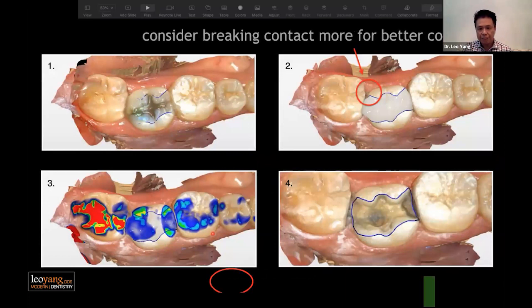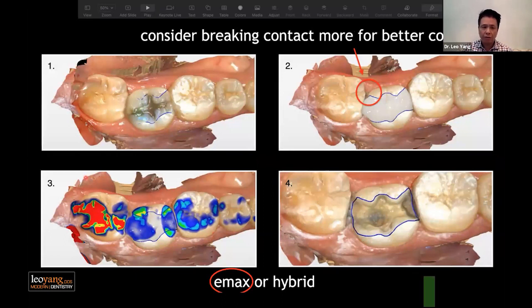Another example here: you can see an existing amalgam replacement. Already in picture number one, you can see the blue perimeter outline. Before I prep, I usually would have an idea of that. This would be my outline already, so I already have an idea of how I'm going to prep. In picture number two, you can see the distal lingual area. The embrasure is not that nice, or at least I couldn't create as ideal an embrasure space.